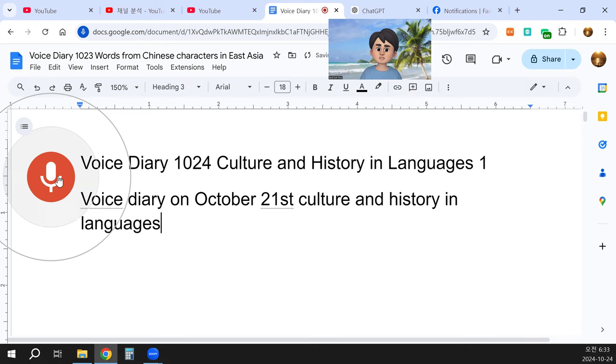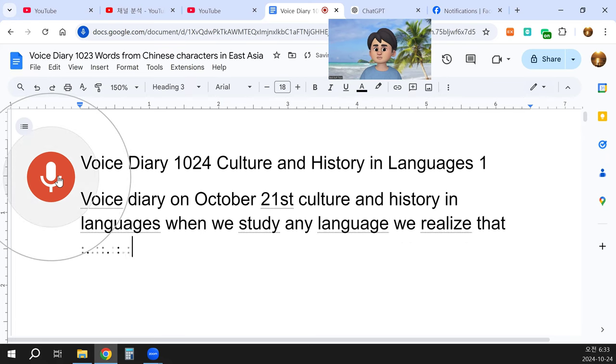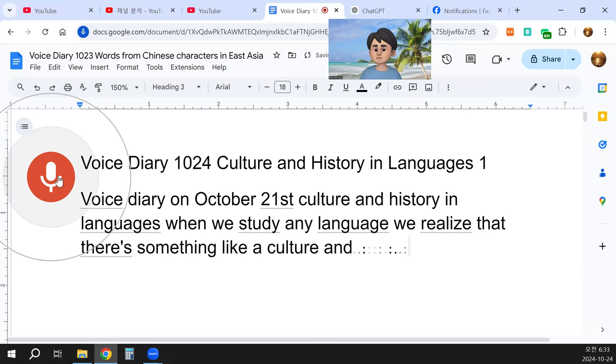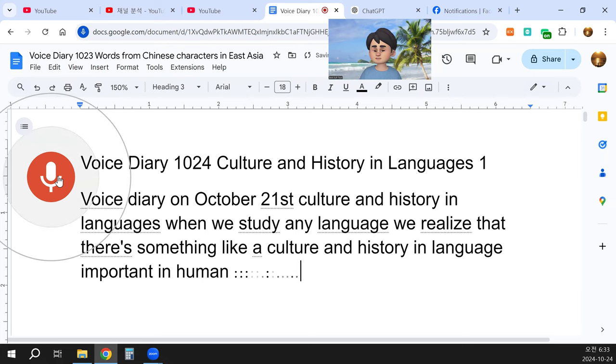When we study any language, we realize that there's something like culture and history in languages. Languages are important in human activities.